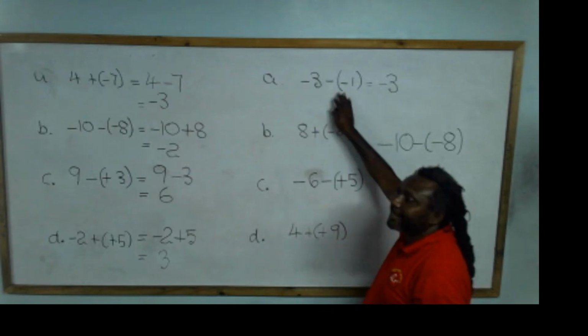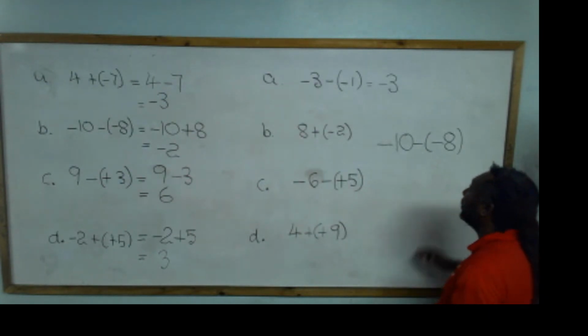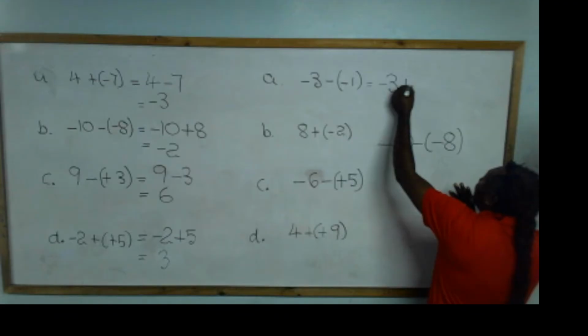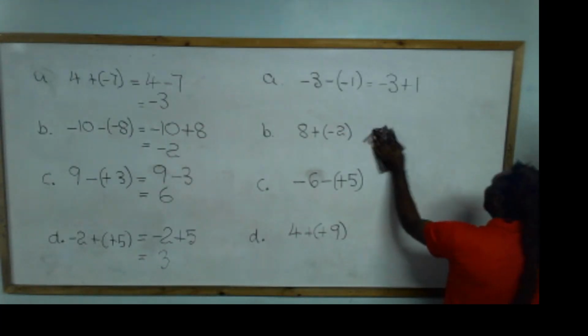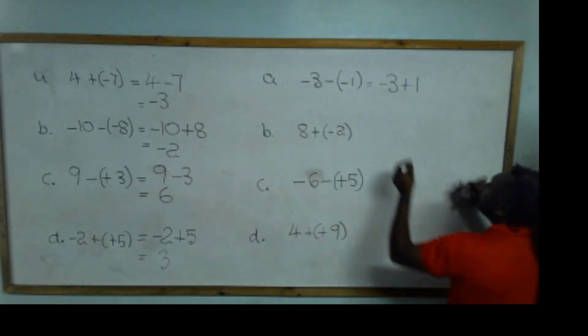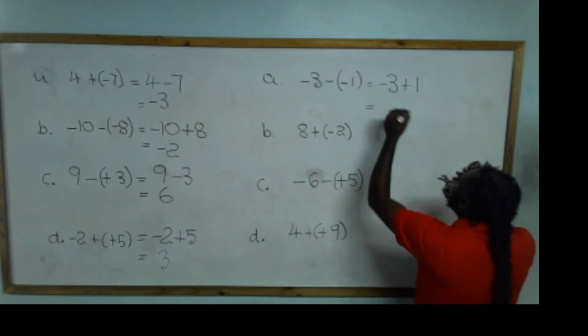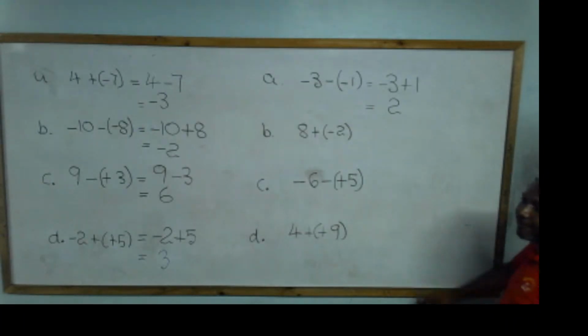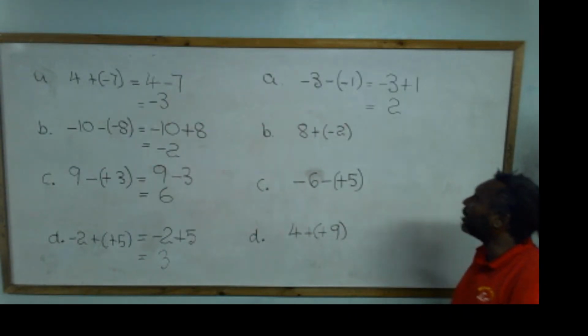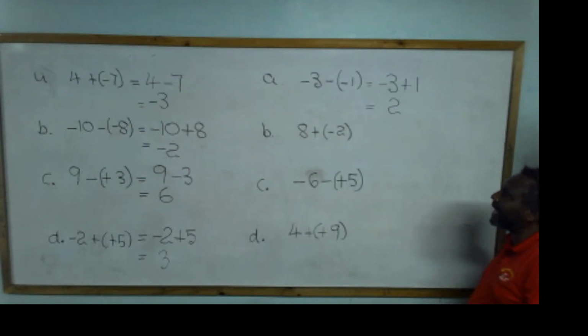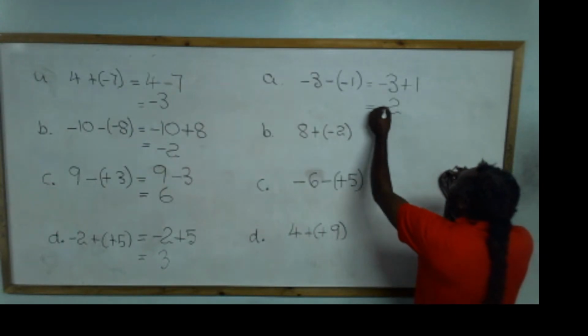The consecutive signs are like signs. We replace them with a single positive sign. The signs now are different, so we subtract. Because the signs are different, we find the difference. So we subtract. And the answer will take the same sign as the larger number.